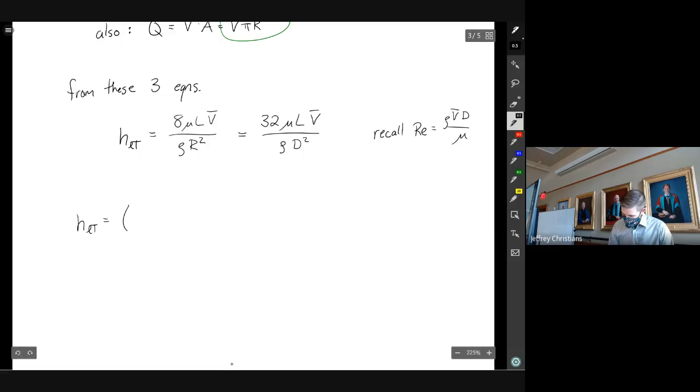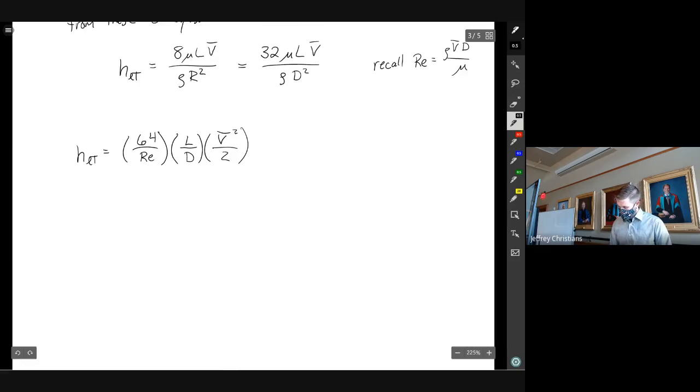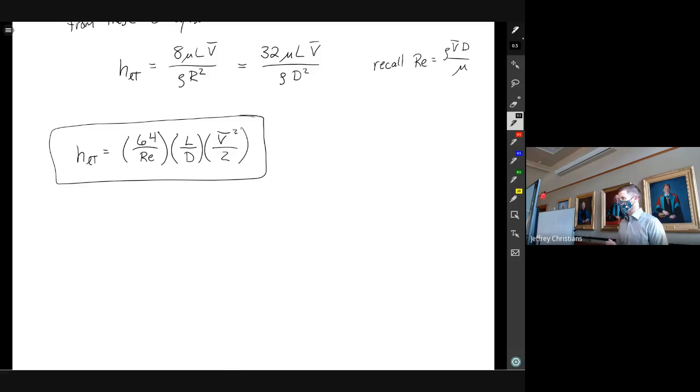If we do that, we can pull out 64 over the Reynolds number. How did we get 64 from 32? Well, we have an extra factor of 2 that we'll pull out as well. Times L over D, times V, average velocity, squared over 2. So we pulled out that extra factor of 2 to get a kinetic energy looking term. This is the equation as you'll most often see it, but it's built directly from the Navier-Stokes equations and from how we defined head loss.